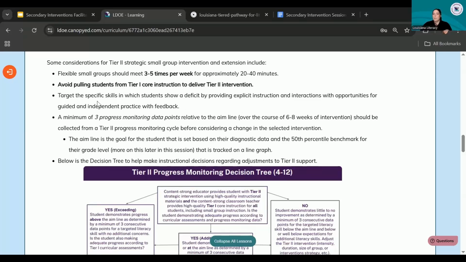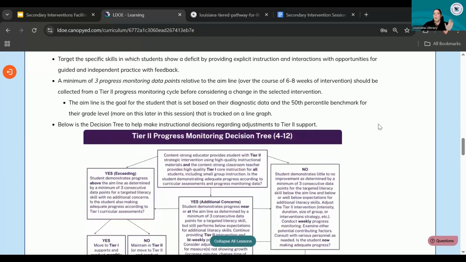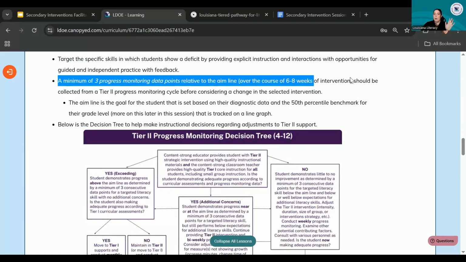You want to target specific skills with each student that you have data to support they are struggling with, and give them lots of explicit instruction and interactions and opportunities for guided and independent practice with feedback. That feedback component is so important to make sure students actually know if they're doing what they should be doing or if they're still not understanding it. And then you may have to go back and do another model or some more direct and explicit instruction from there. When you have students in tier 2 and tier 3, that's where we want to really start talking about this progress monitoring component.